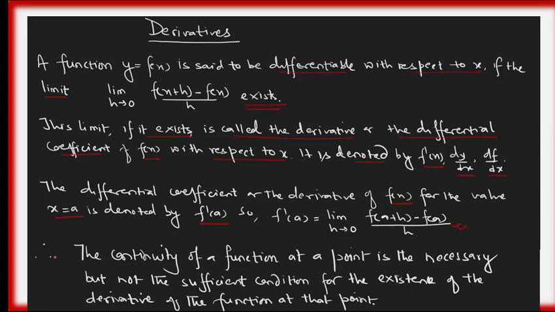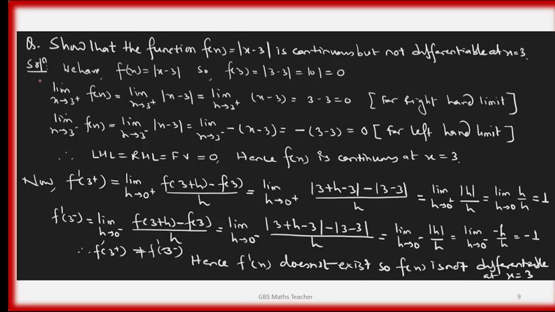And we know that continuity of a function at a point is a necessary condition but not a sufficient condition for the existence of the derivative of the function at that point. Continuity is the necessary condition but not the sufficient condition for the derivative of a function at a particular point.